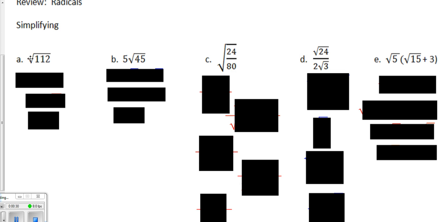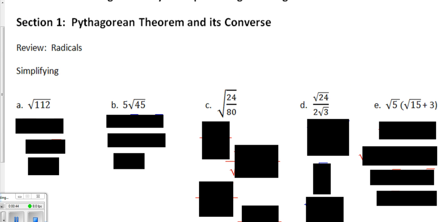Now, remember, if we have a radical or square root of 112, what we're trying to do is break this down into the biggest number that we can take out that does still have a square root. Now, remember, we can always find those square roots if we make the list of all the square numbers. So like 1 squared is 1, 2 squared is 4, 3 squared is 9, 4 squared is 16, and so on. So we can make a list of all of these and try to find the biggest one that we can take out.